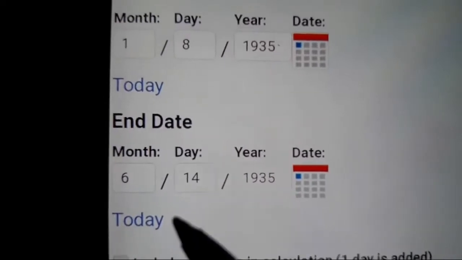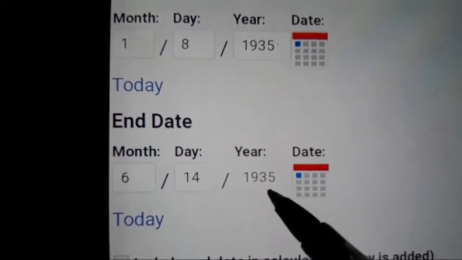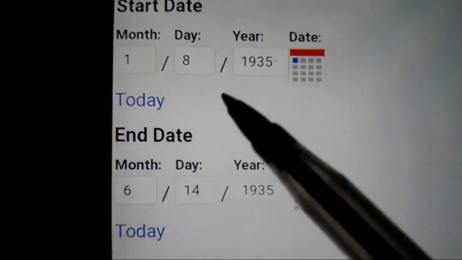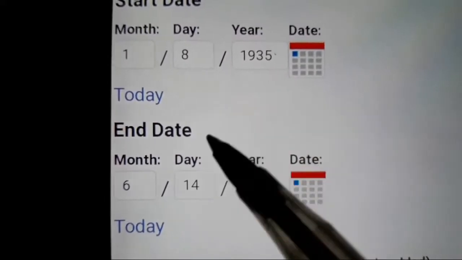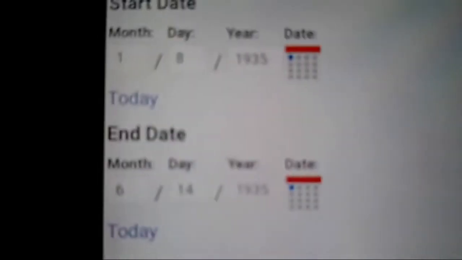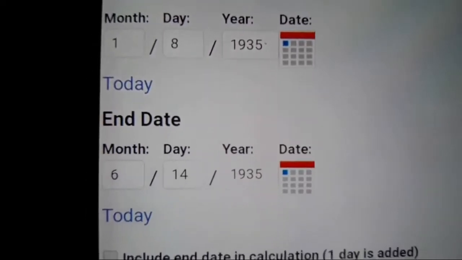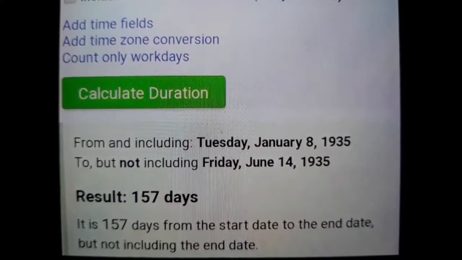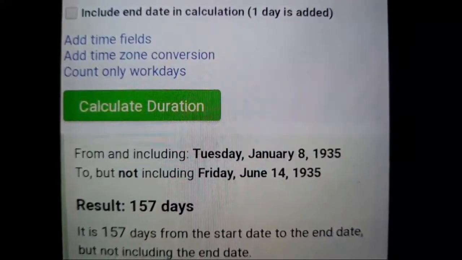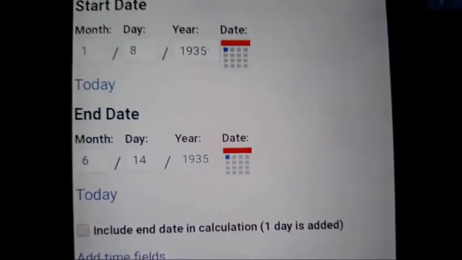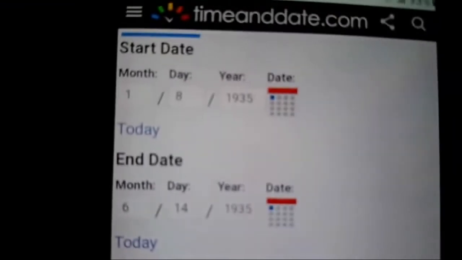Now look, this is Trump's birthday, but this is not his birth year. His birth year is 1946. But what I want to show you is the dates in between 1/8 and 6/14, so don't pay attention to the year. What is the amount of days between 1/8 and 6/14? Okay, let's look. You have 157 days. And 157 means nothing to us right now. Just wait.